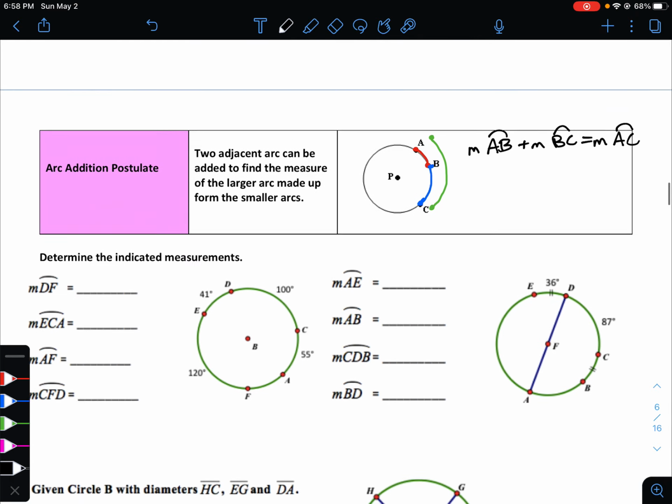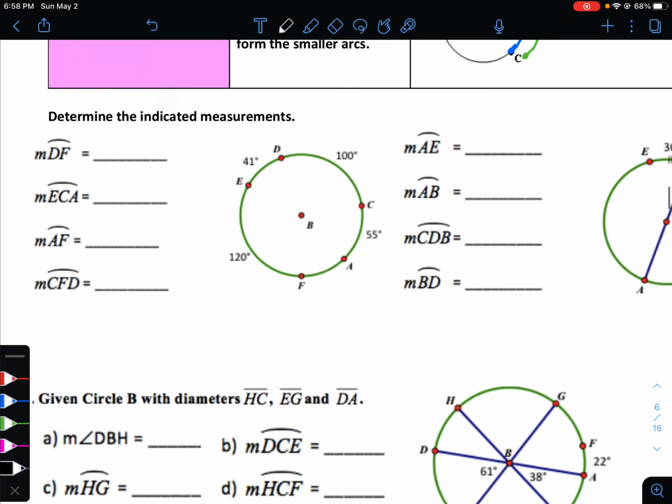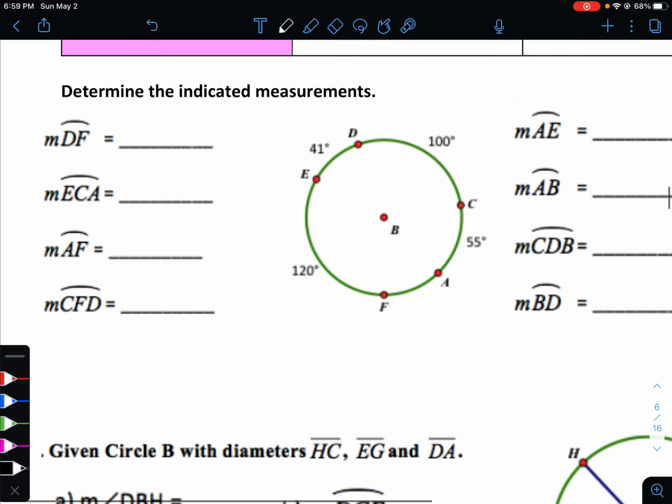All right, so let's do some practice problems using arcs so we can see how all of this works. On this first example, we've got our circle right here, and it looks like we're missing just one piece of the circle. We're missing our piece from A to F. So before we do anything else, let's go ahead and find that missing piece, and that way we know what everything measures to be.